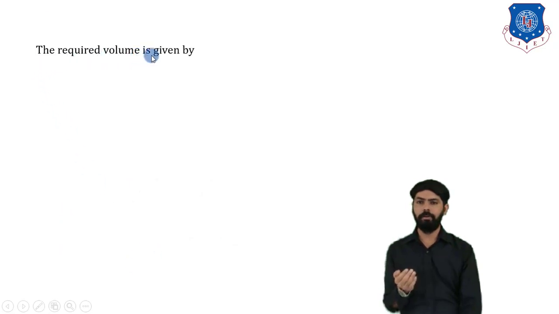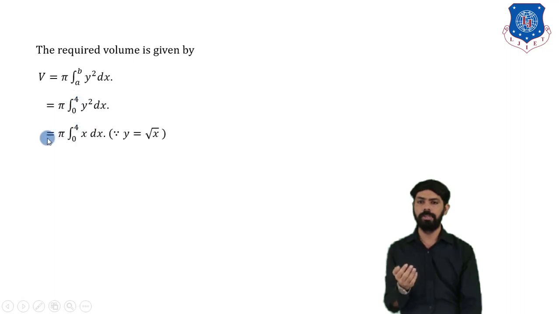The required volume is given by V is equal to pi integration from A to B y square dx. Therefore this will be pi into integration from 0 to 4 y square dx. Here limit of x is from x equal to 0 to x equal to 4. So this will be pi integration from 0 to 4 x dx, because we know that y equal to root x, therefore y square is equal to x.